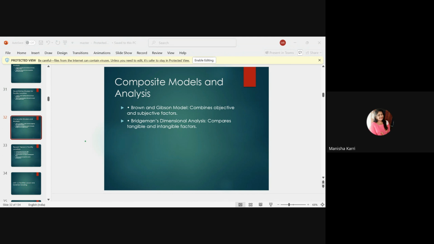The second one is dimensional analysis. This method is used to compare both tangible and intangible factors in decision making. This analysis helps decision makers see the full picture by considering things like cost, which is tangible, and employee morale and community attitudes, which are intangible. We can't see them. For example, a company deciding between two locations might compare rent prices, which is tangible, with how welcoming the community is to new business, which is intangible. So these two models help companies make smarter location decisions by considering a mix of hard data and human judgment.